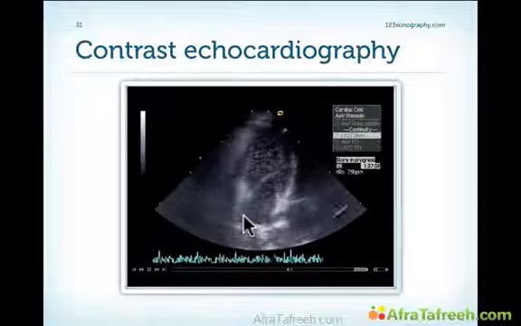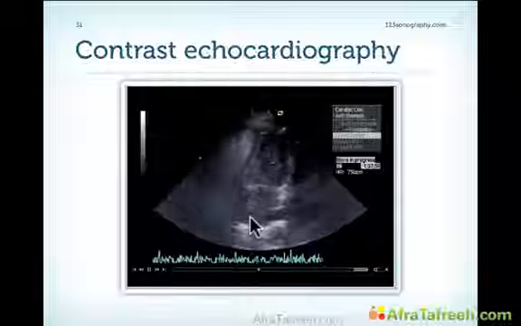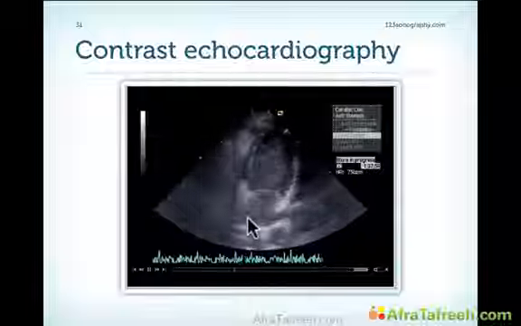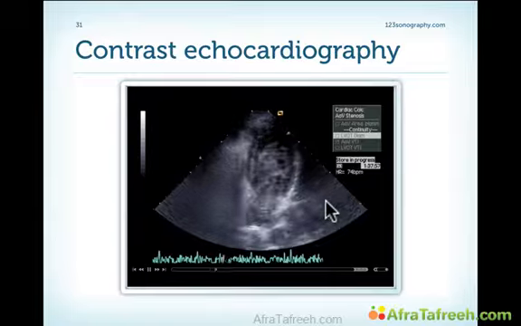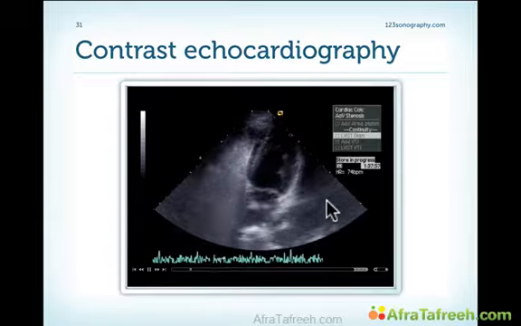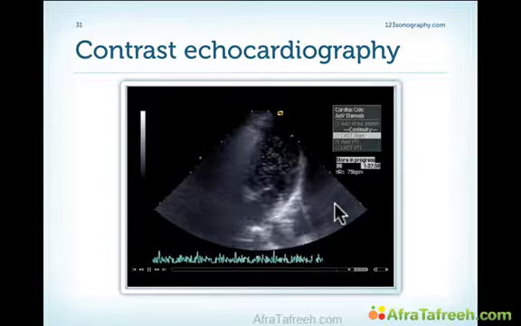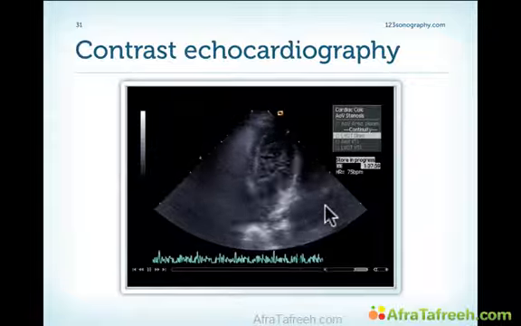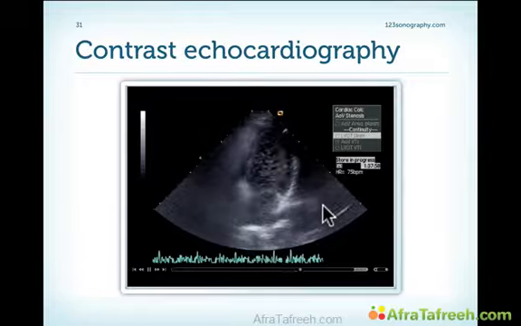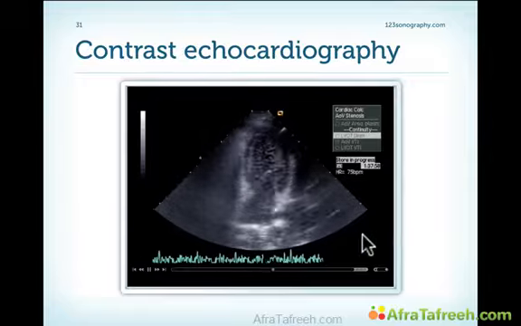So this only demonstrates that there is an opening between the atria, but this can be either a PFO or an atrial septal defect. In most instances, we don't use contrast echocardiography nowadays for the diagnosis of an atrial septal defect.